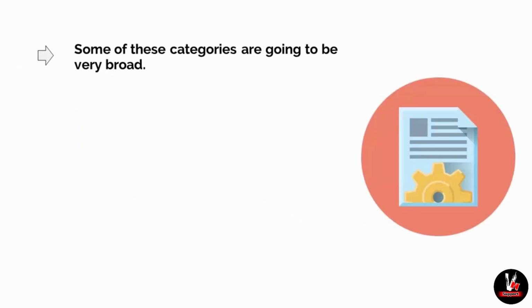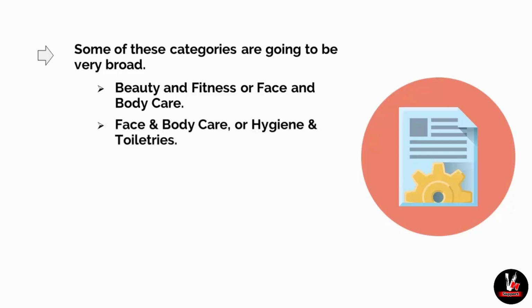Some of these categories are going to be fairly broad. These include the likes of beauty and fitness or face and body care. These give you the most exposure but cost the most. But if you dig a little deeper into the subcategories, then you can get more niche by choosing things like face and body care or hygiene and toiletries.